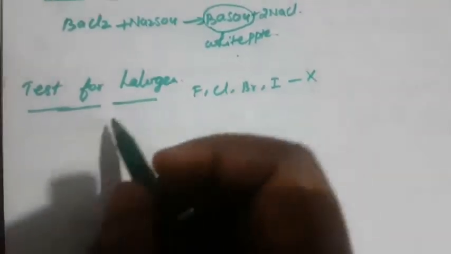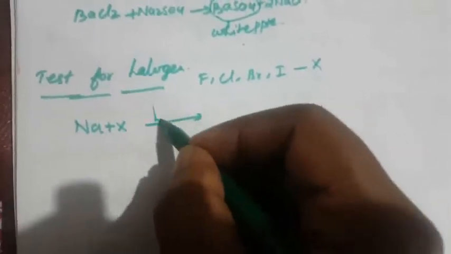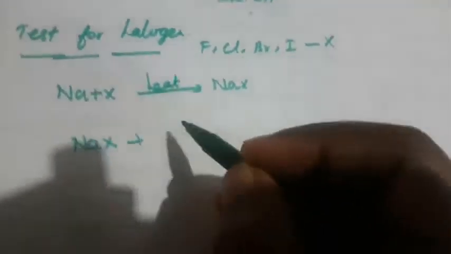First, take the lassaigne filtrate and add dilute nitric acid. The lassaigne filtrate contains sodium halide. After then the sodium halide reacts with silver nitrate. What is silver nitrate? AgNO3. It is converted into silver halide, forming a precipitate, along with sodium nitrate. According to the color of the precipitate, the compound is identified.